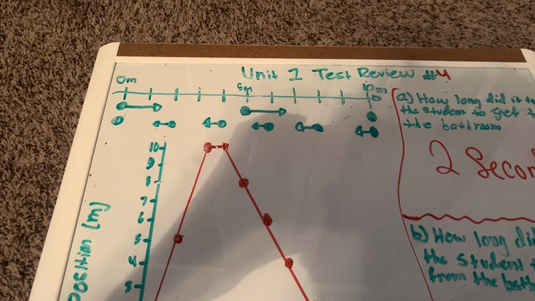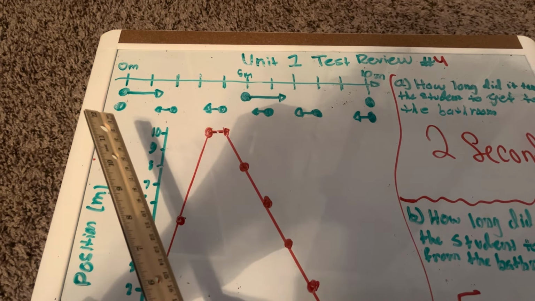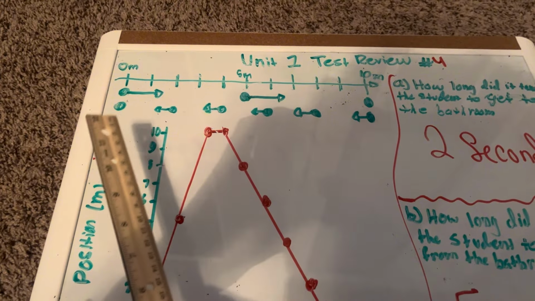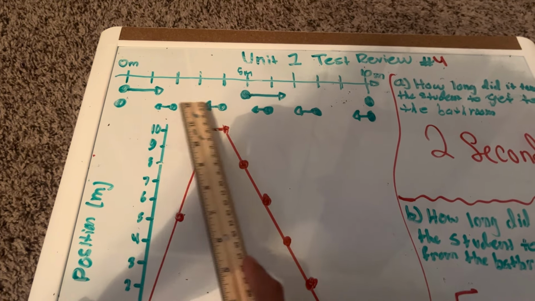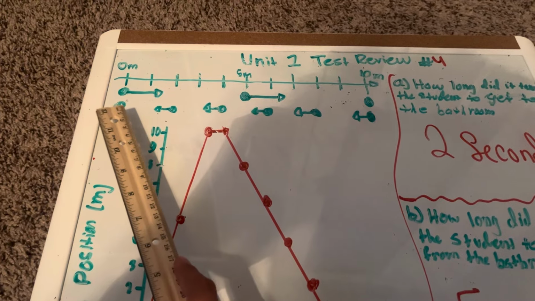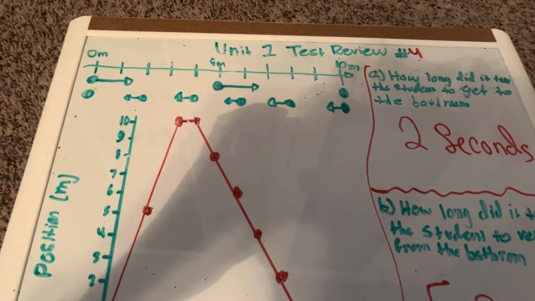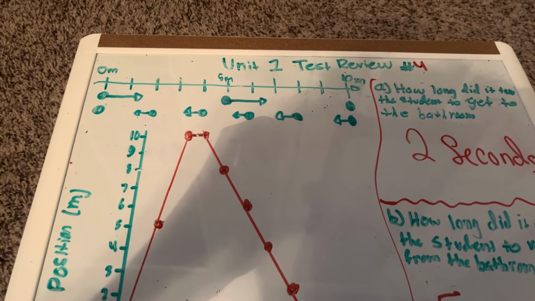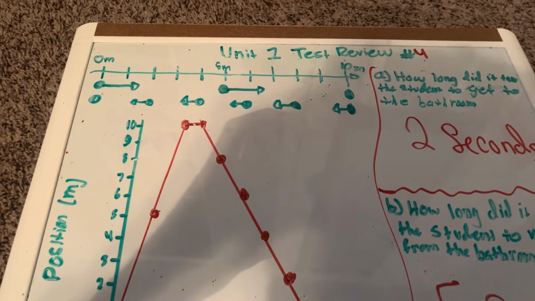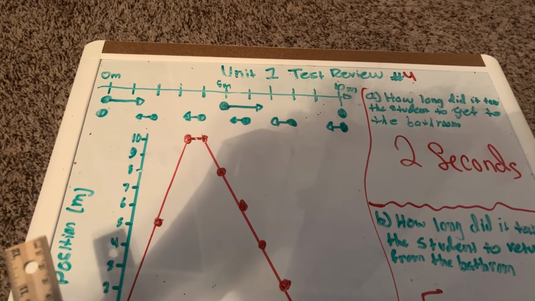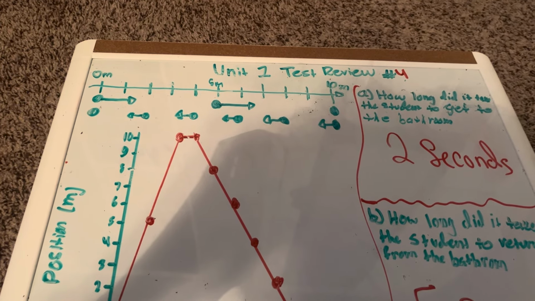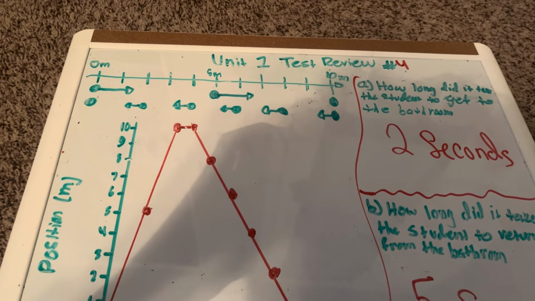And so we're starting at 0 meters, then 10 meters, and then ending back at 0. So this is the first starting dot, and then the ending dot is right here below it. Basically this is modeling a student going to the bathroom and then coming back to the class. Each dot represents 1 second, so between each dot is 1 second.